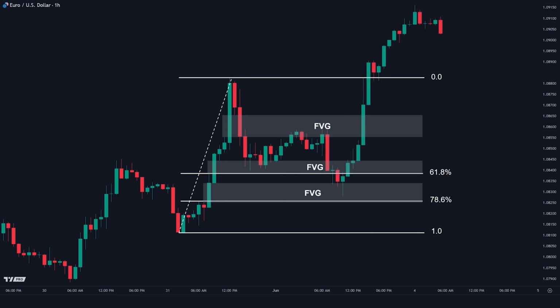In summary, combining the optimal trading zone with fair value gaps helps us identify strong supply and demand areas, leading to high-quality trade setups.